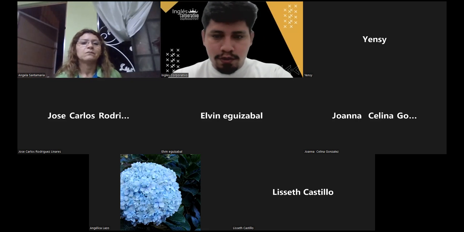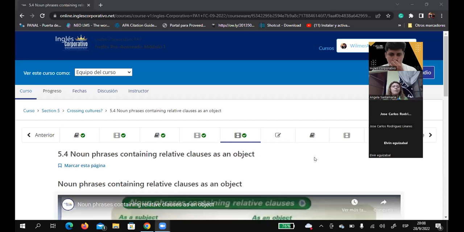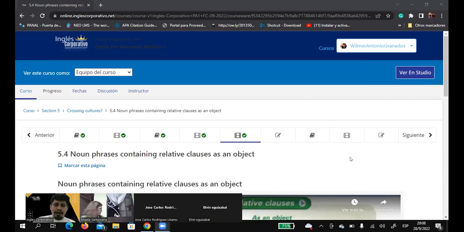Guys, right now I'm going to share my screen so that you can see the topic that we were discussing yesterday, which was about using noun phrases containing relative clauses as an object. Today, we're going to be working on the last lesson. Here we have some activities that we have to complete. Remember that today is the last class, at least for the contents that we are going to be working on. But remember that, at the end, the last class is just related to the final test.